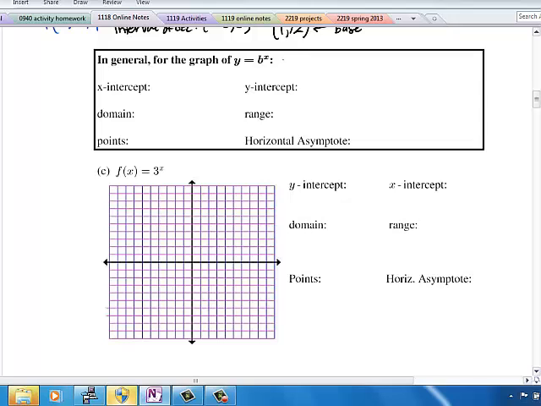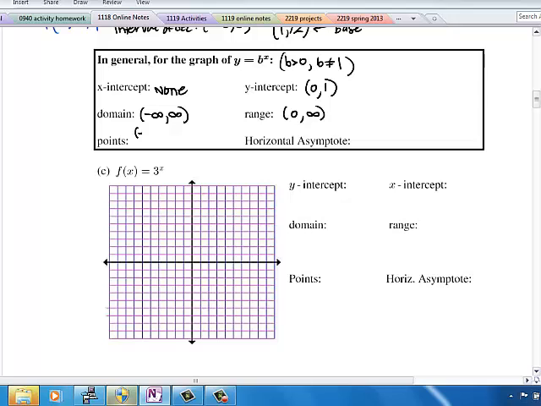The graph of b to the x, as long as b is positive and b isn't 1, is going to have x-intercept none, because we're never going to cross the x-axis. The y-intercept would be when we put 0 on for the exponent, we'll get 1 for the expression. The domain should be all reals. The range should be 0, not including 0, to infinity.